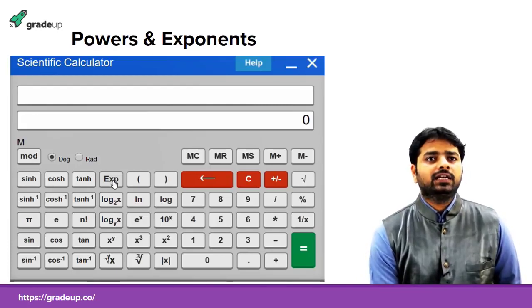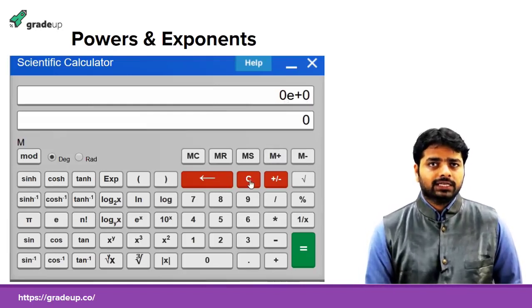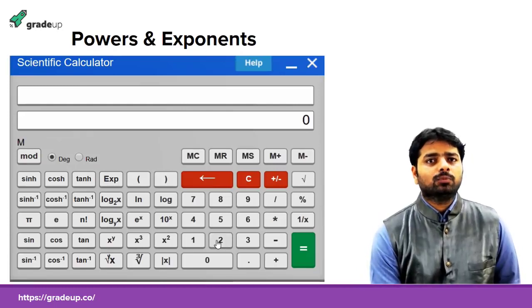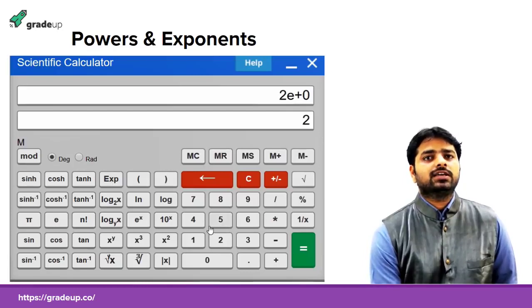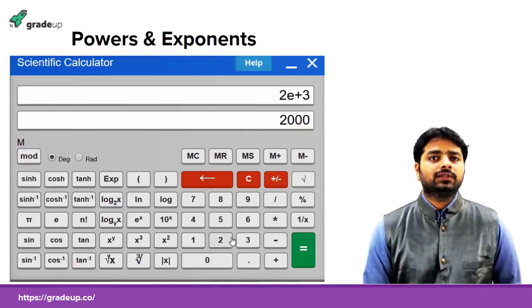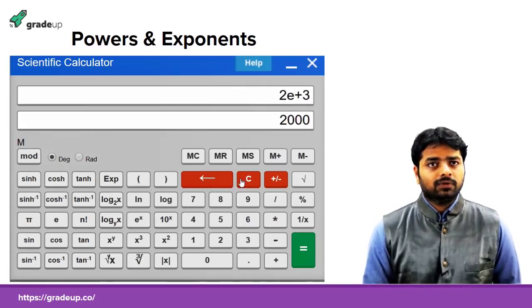Then the final one is the EXP key, which calculates with two inputs, x and y. So first you enter x, then EXP, then y. What it represents, you can see the output first, then we'll see the reason. First I am entering 2, then EXP, then let's say 3. So 2 into 10 to the power of 3, which will be calculated as 2000. So EXP results in x into 10 to the power of y.